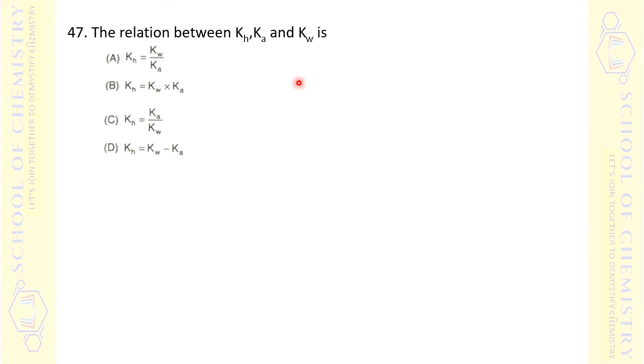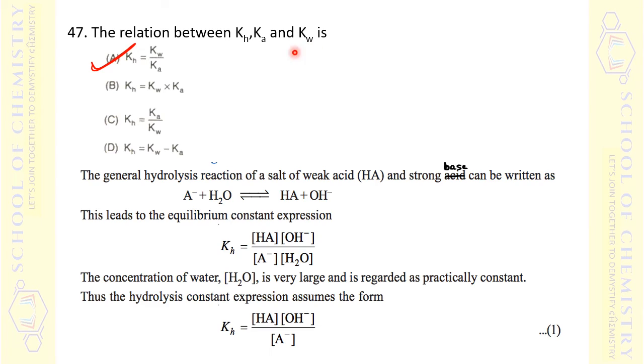47th question, again it is straightforward. In fact, if you know this relationship straight away, it can be answered. So I think A is the answer for this case. That will be equal to Kw upon Ka. But even if you do not know this, if you know the meaning of Kh, Ka and Kw, it can be derived, right? Here Kh is the hydrolysis equilibrium constant of the hydrolysis reaction of a salt of a weak acid with a strong base. So that has been given here.